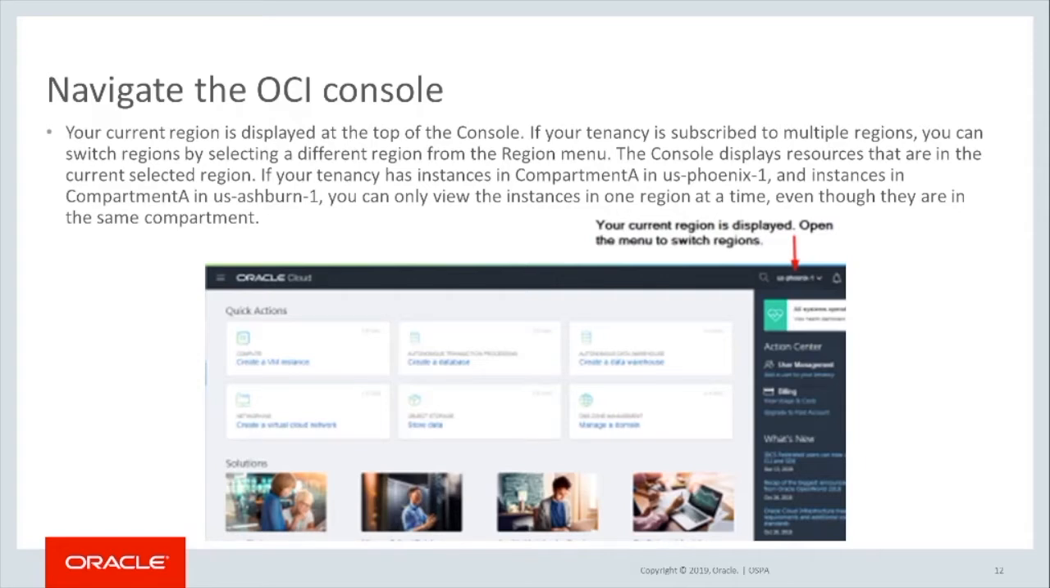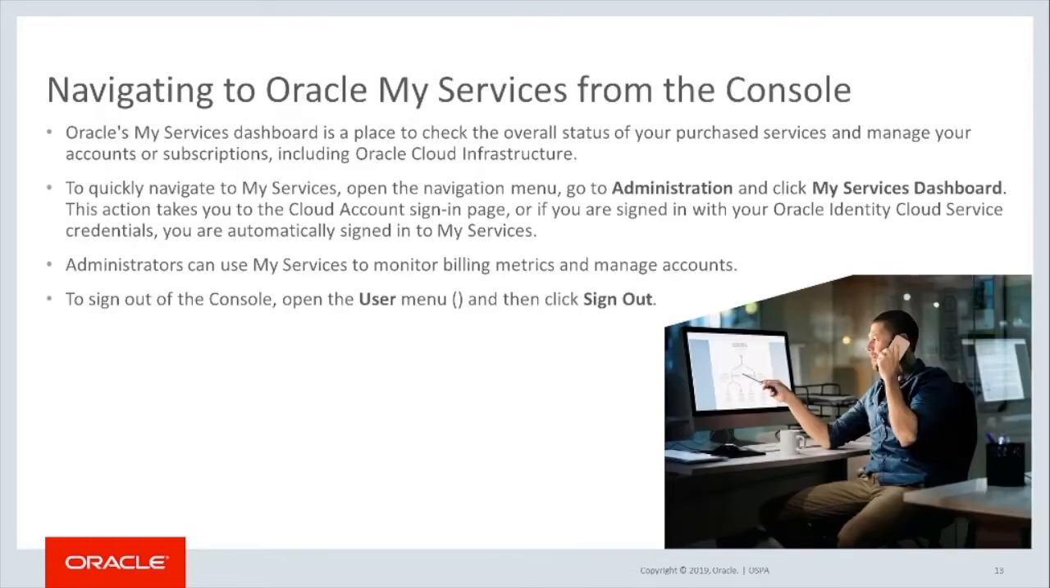If your tenancy is subscribed to multiple regions, you can switch regions by selecting a different region from the Region menu. Note that the console displays resources that are in your current selected region. So if your tenancy has instances in Compartment A in US Phoenix 1 and instances in Compartment A in US Ashburn 1, you can only view the instances in one region at a time, even though they are in the same compartment.